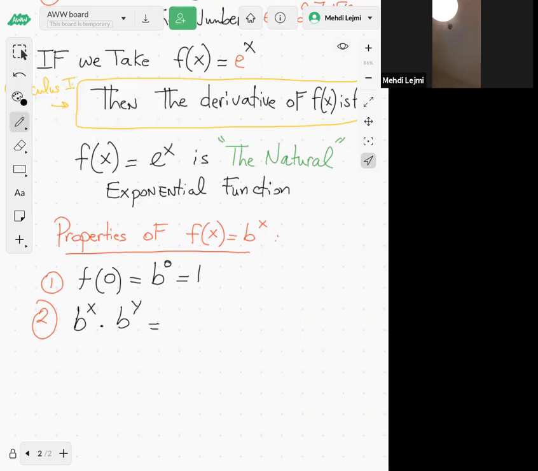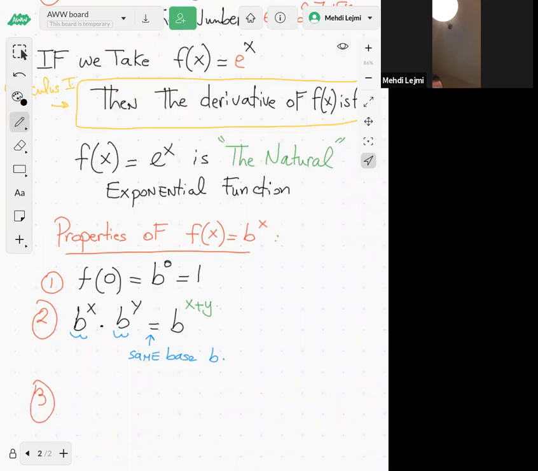Here we have the same base, which means that this number b is the same. Because we have the same base b, if you multiply two numbers with the same base, then that will be b to the power, and you're going to add the powers. So that will be b to the power x plus y. If you multiply two exponentials with the same base, you add the powers.